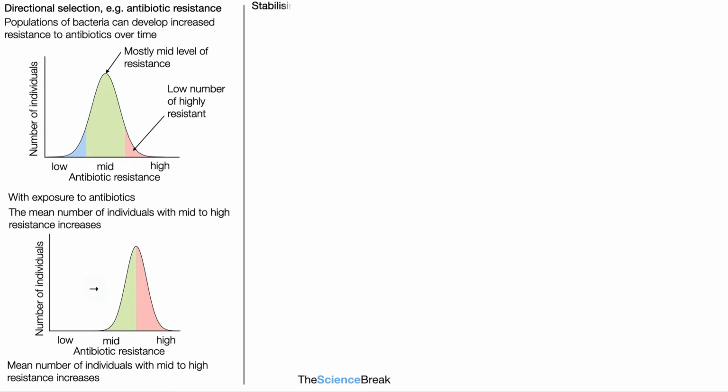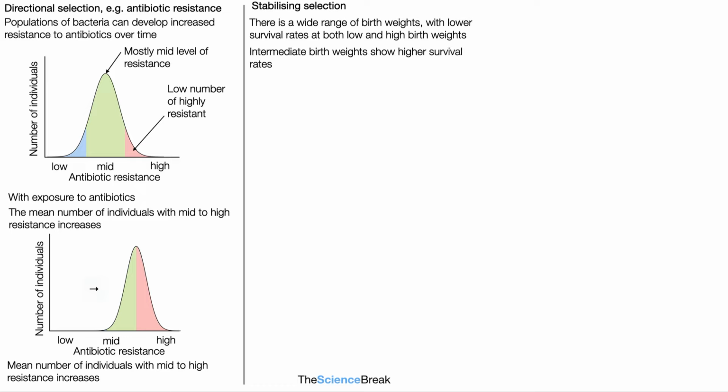Next, we take a look at stabilising selection. The spec wants us to look at birth weight in humans. Initially, there is a wide range of birth weights with lower survival rates at both low and high birth weights. Intermediate birth weights show higher survival rates.